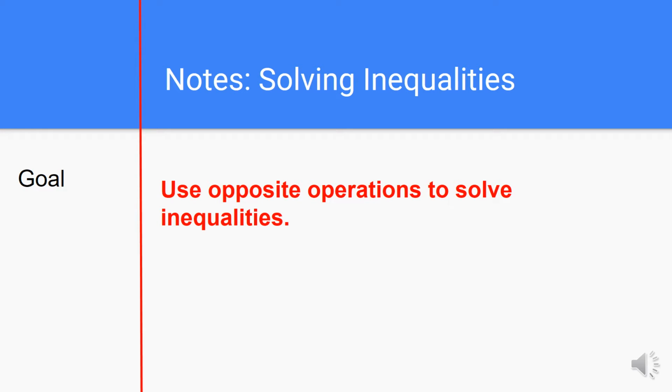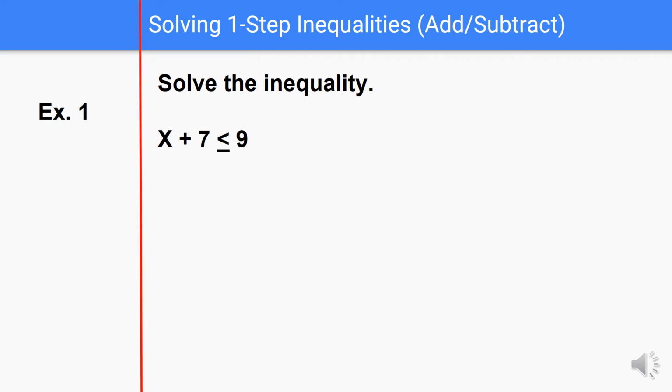Okay, so we're solving inequalities. Our goal is to use opposite operations to solve inequalities like we would do if we were solving equations. Specifically here, we're solving one-step inequalities with addition or subtraction. Our problem is x plus 7 is less than or equal to 9.